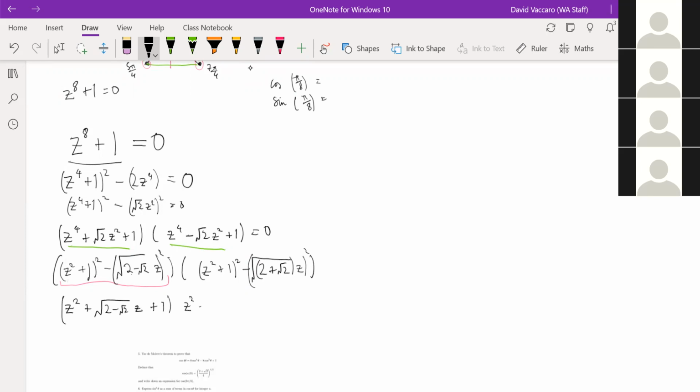Then z squared minus root 2 minus root 2 z plus 1. Then we've got z squared minus root 2 plus root 2 z plus 1. I'll do plus, and then z squared minus root 2 plus root 2 z minus 1. Plus 1.